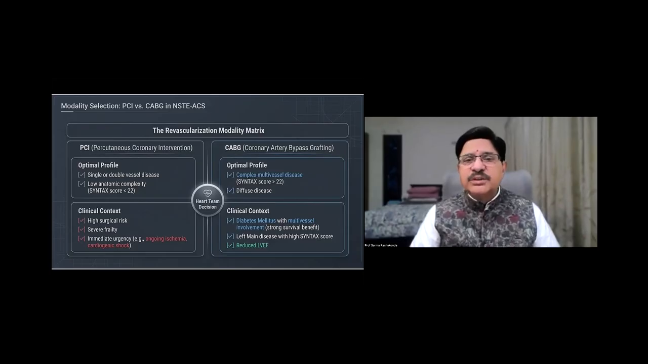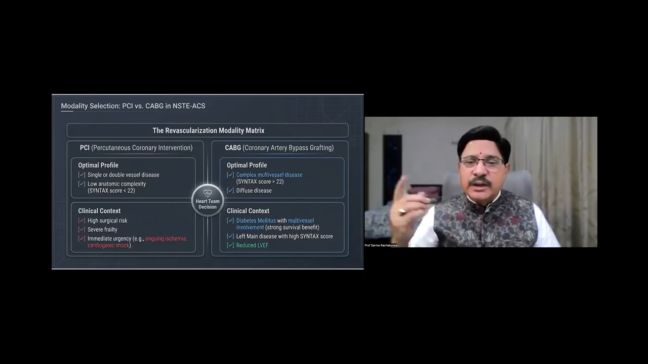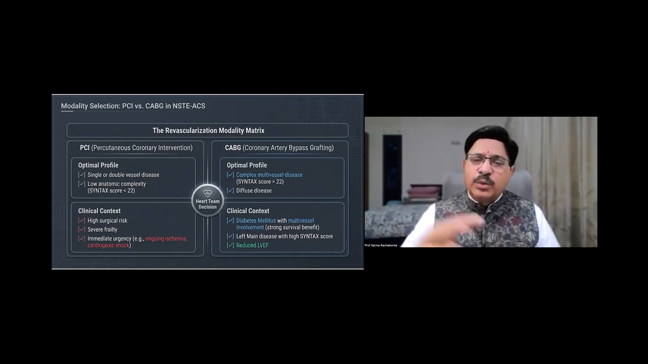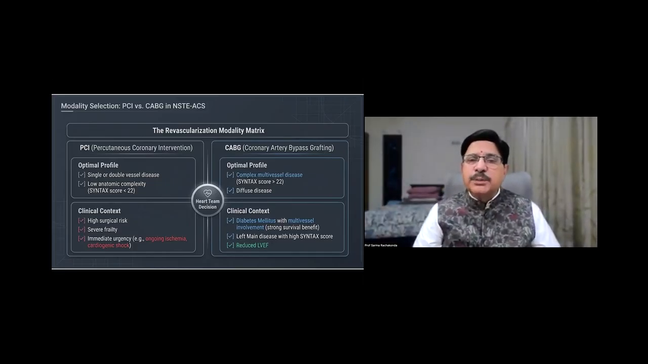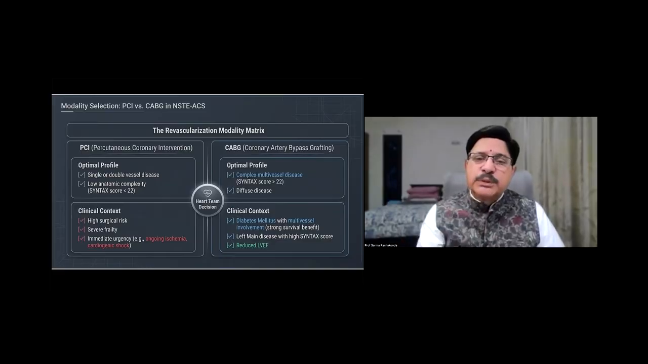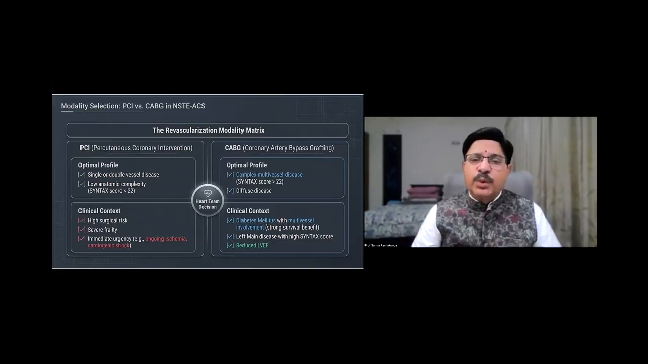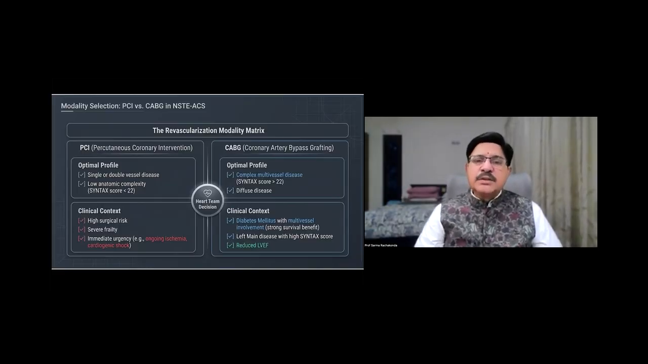Or CABG: optimal profile, complex multivessel disease, SYNTAX score is more than 22, diffuse disease. Every part of the coronary anatomy is occluded. In such a patient, angioplasty is impossible because you cannot repair the entire plumbing line. You have to put a new plumbing line, that is the CABG.